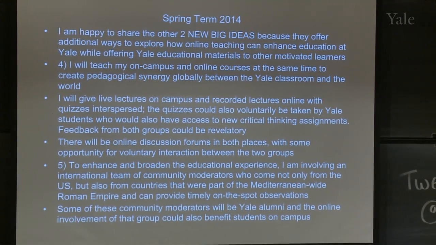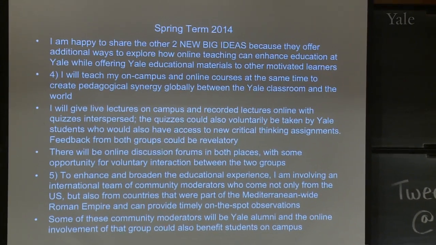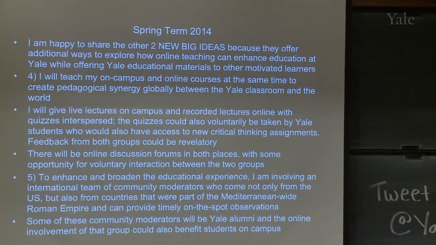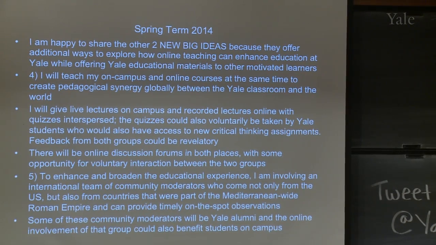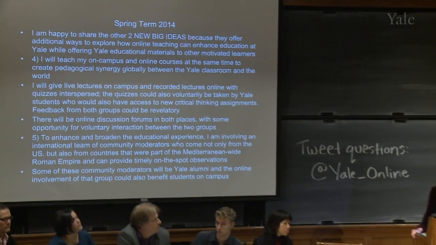So again, I'm going to give you two of those points. I'm going to call one number 4, since I'm not revealing 1, 2, and 3. Number 4: I will teach my on-campus and online courses at the same time in order to create pedagogical synergy globally between the Yale classroom and the world.